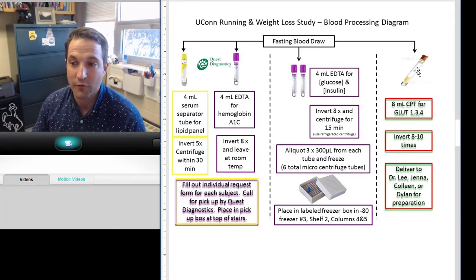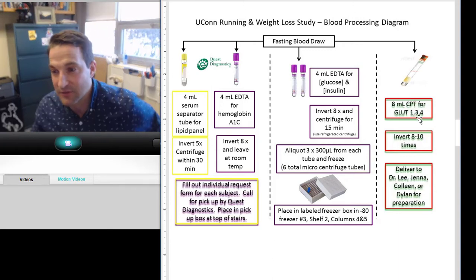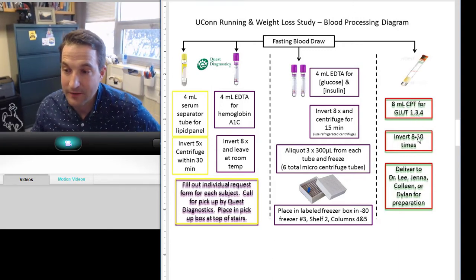We wanted to see if their GLUT4 was upregulated specifically. We looked at 1 and 3 as well. And this told all the people in this study how many times they were supposed to invert that. So if I was doing the blood draws and I had a person helping me, I would give the tube to them, and they would know right from this that, okay, CPT tube, I'm going to invert that bad boy 8 to 10 times.